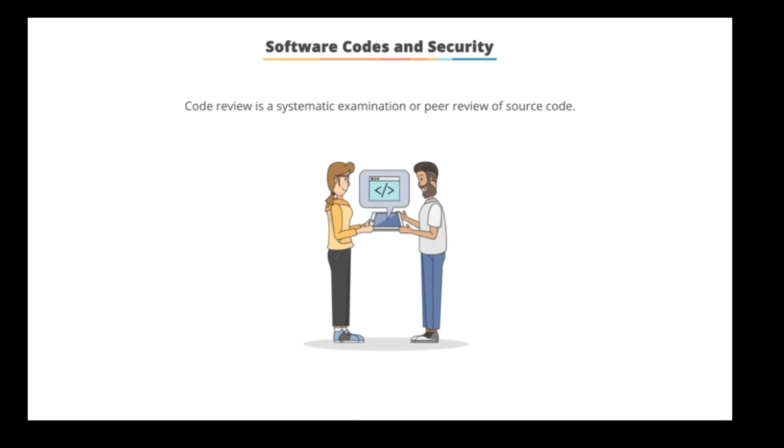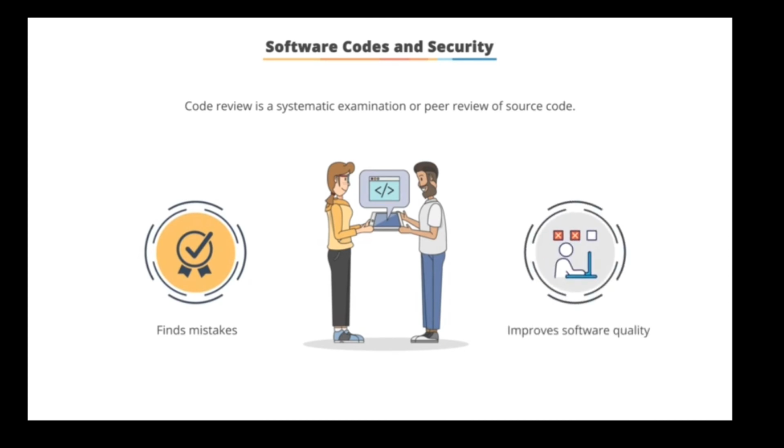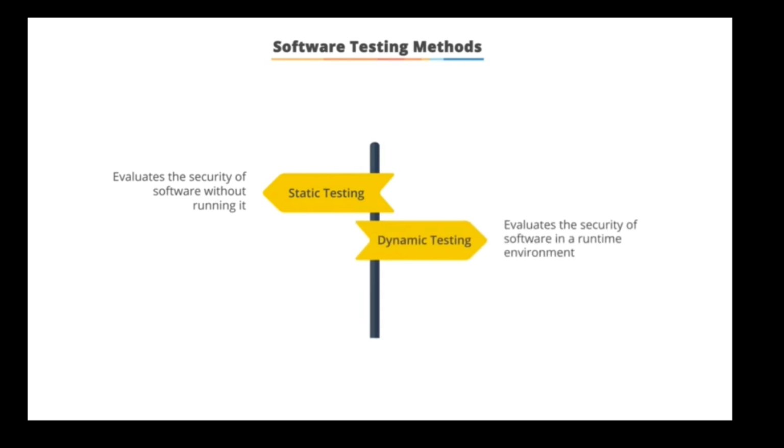Code review is a systematic examination, sometimes referred to as a peer review, of computer source code. It is intended to find mistakes overlooked in the initial development phase, improving the overall quality of the software. Several testing methods are used. Static testing evaluates the security of software without running it. Dynamic testing evaluates the security of the software in a runtime environment and is often the only option for organizations deploying applications developed by someone else.